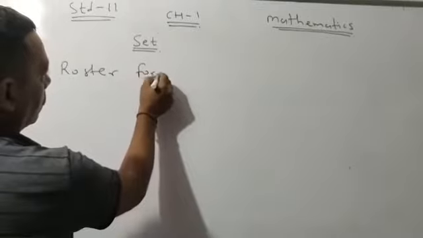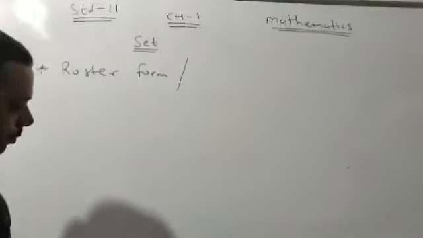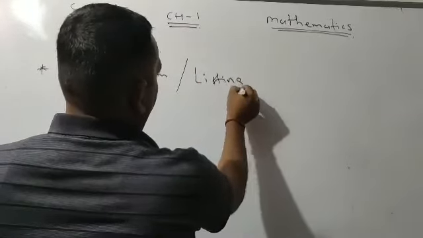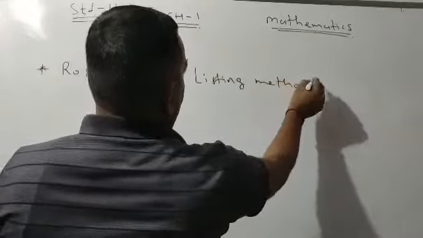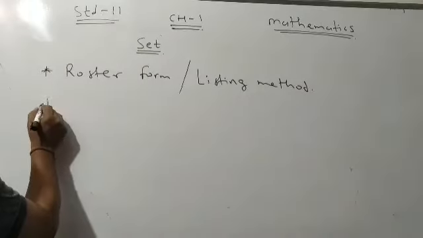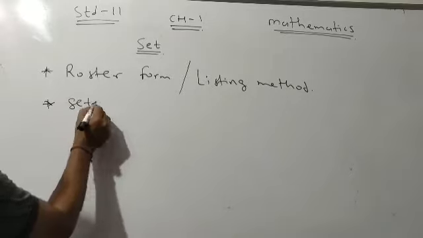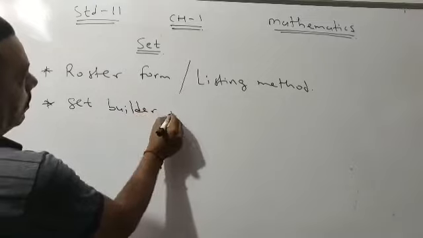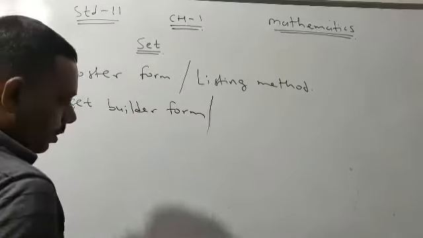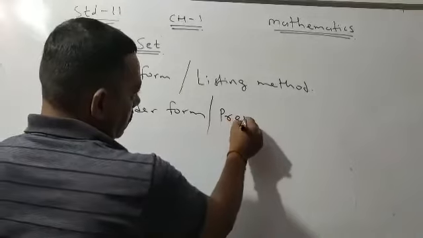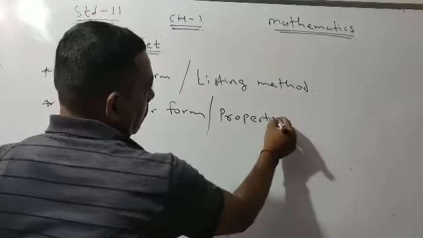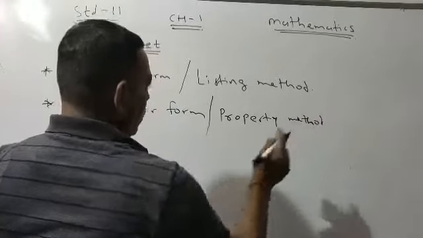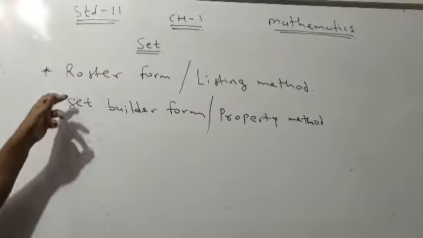roster form, or you can say listing method. And the second one is set builder form, or in other word it is property method. What is the major difference between these two representations?